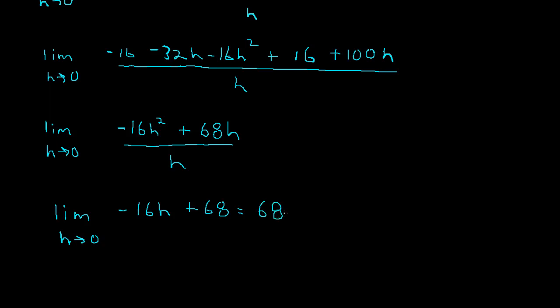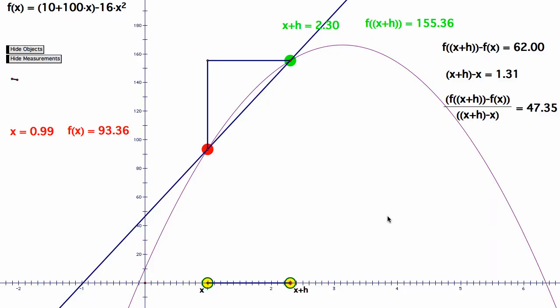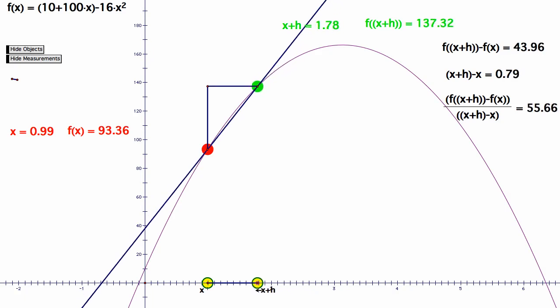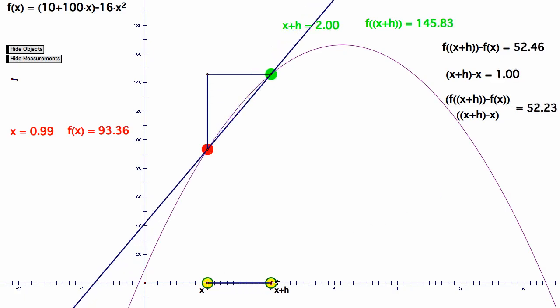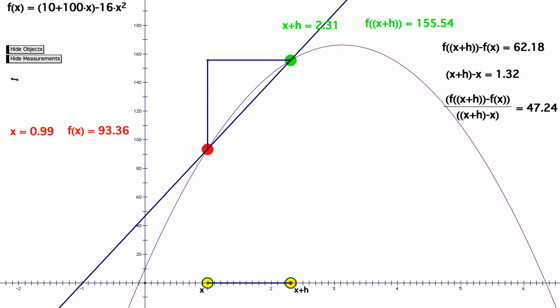Now, don't forget what we're doing. What are we doing? What does this represent? It represents an instantaneous rate of change, and in this case, it's in feet per second. Now, if you've forgotten what we estimated it to be, the geometry said that at 1, the slope of that tangent line was very close to 68. You can see I get 67.97 right there.